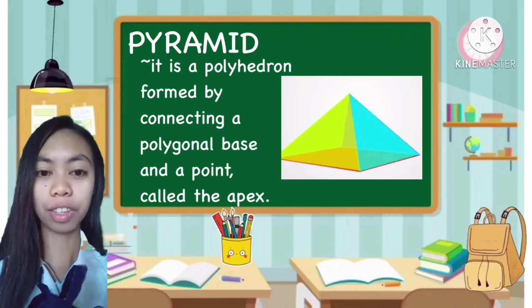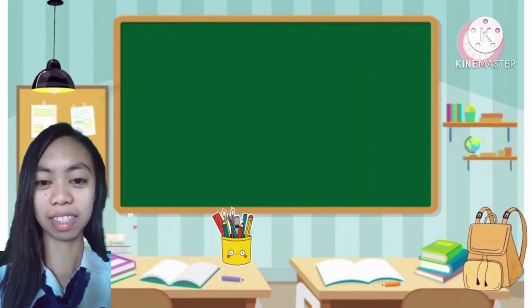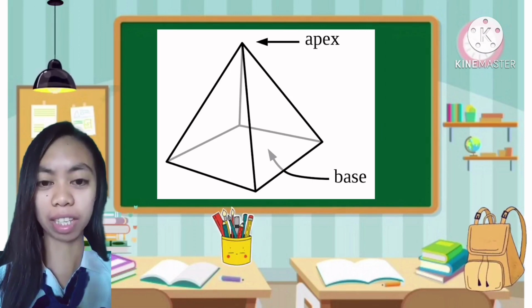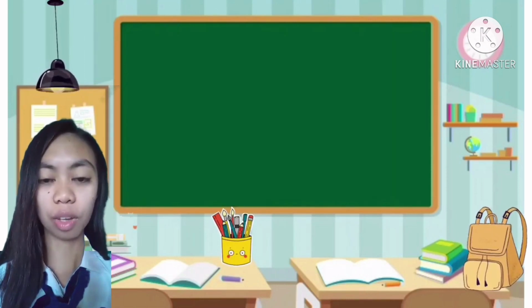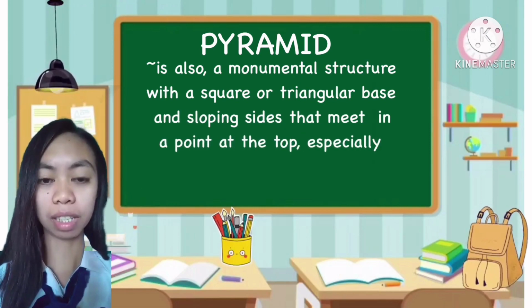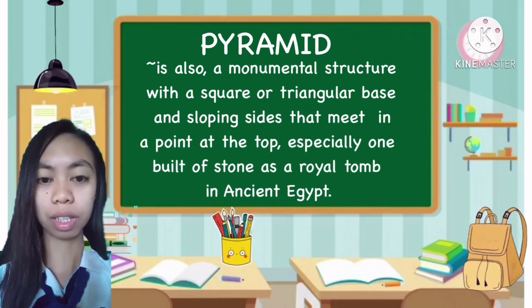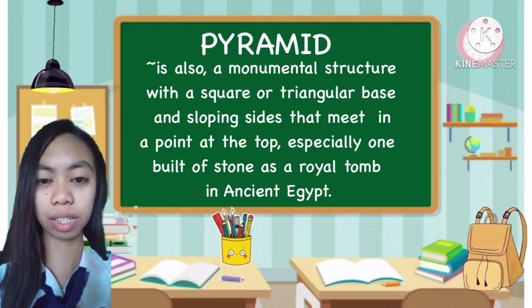A pyramid is a polyhedron formed by connecting a polygonal base and a point called the apex. Each base edge and apex form a triangle called a lateral face. It is a conic solid with a polygonal base. It is also a monumental structure with a square or triangular base and sloping sides that meet in a point at the top, especially when built of stone.